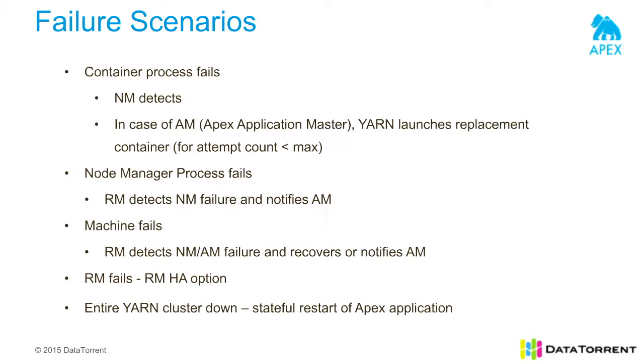Let's go through some failure scenarios. One scenario is a container process fails. This could happen because somebody kills it or for any other reason. If a container process fails, it is detected by the node managers. Think of the node manager as Yarn's agent that runs on every machine, and its job is to launch the processes, but also to monitor processes.